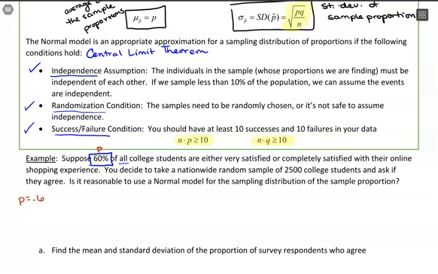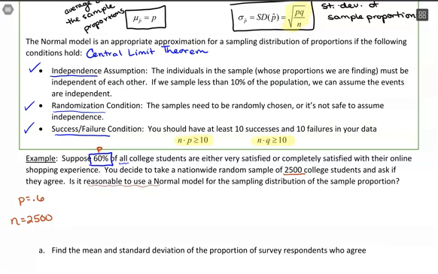We decided to take a nationwide random sample of 2,500 college students. So we're going to take a sample. The idea being, when we take this sample, we expect that 60% to come through. However, with random variation, maybe we get a little bit more. Maybe we get a little bit less. Maybe we get an outlier and something really strange happens. It can all be a possibility. Is it reasonable to use the normal model for the sampling distribution of the sample proportion?